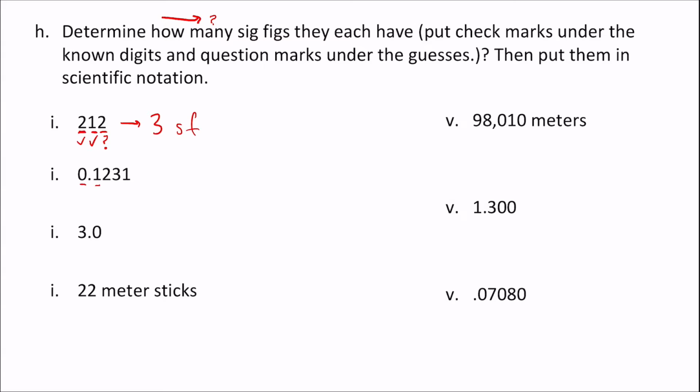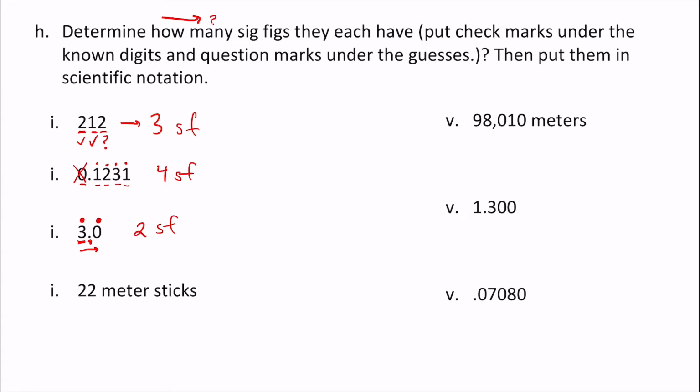Next up, all of these digits, the non-zeros are definitely significant. And then because this 0 is in the beginning, it is not a sig fig. So this has 4 sig figs. Here we have the 3, and then there's a decimal. So remember the rule that was non-zero, then a decimal, then all the zeros to the right of that are significant. So this would be 2 sig figs.